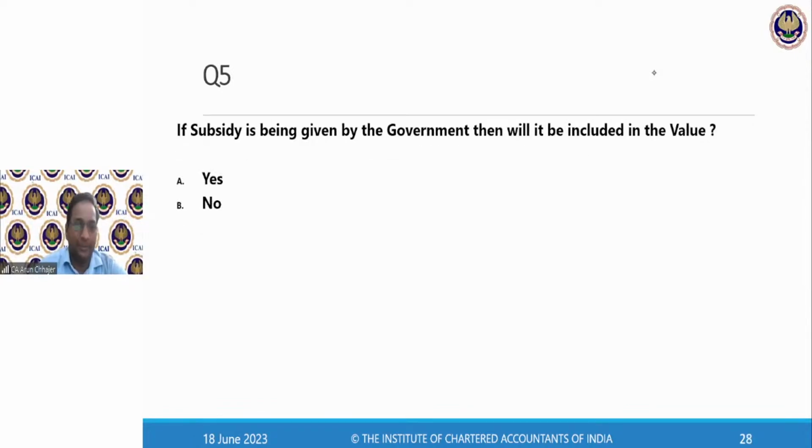Next, if the subsidy is given by the government, will it be included in the value?